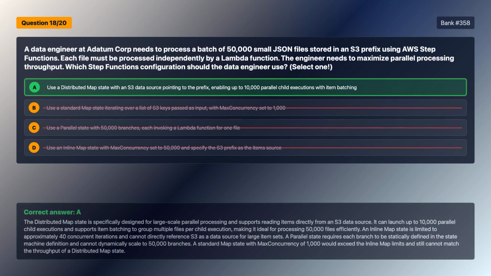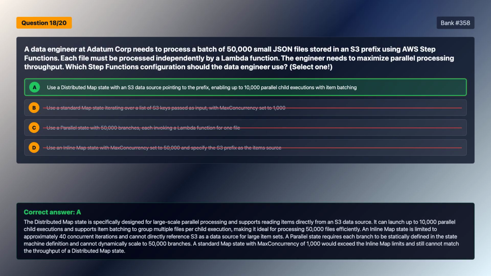The correct answer is option A. The distributed map state is specifically designed for large-scale parallel processing and supports reading items directly from an S3 data source. It can launch up to 10,000 parallel child executions and supports item batching to group multiple files per child execution, making it ideal for processing 50,000 files efficiently.